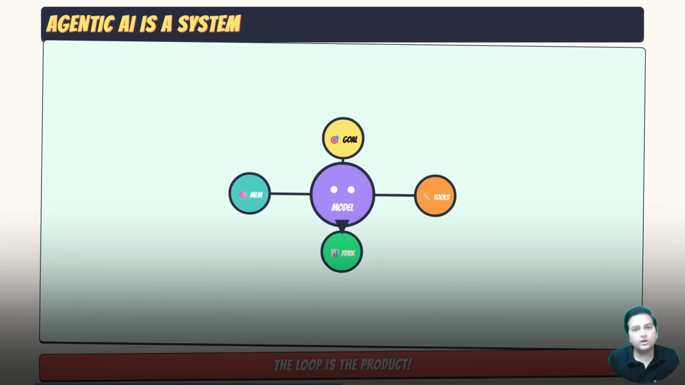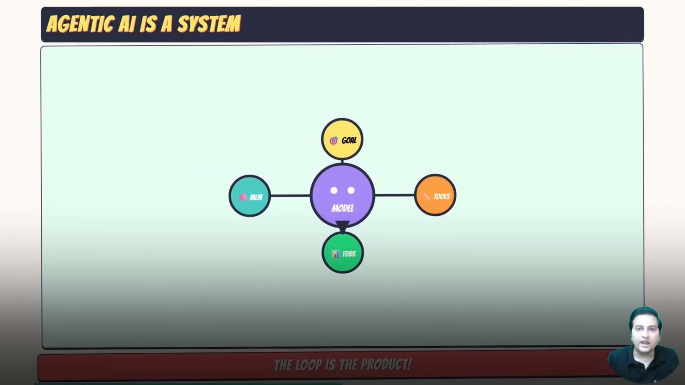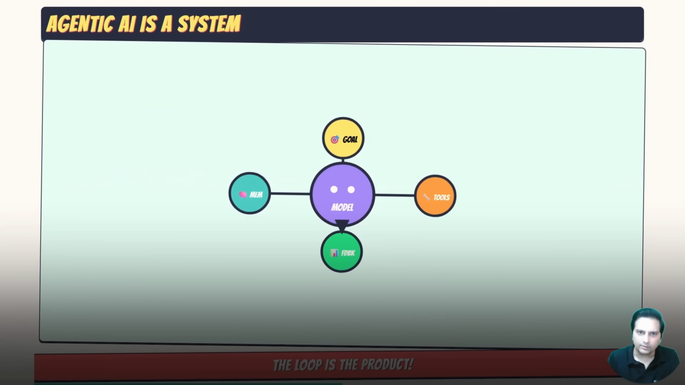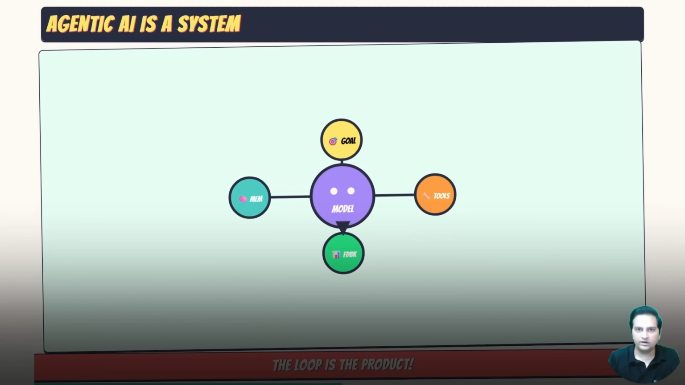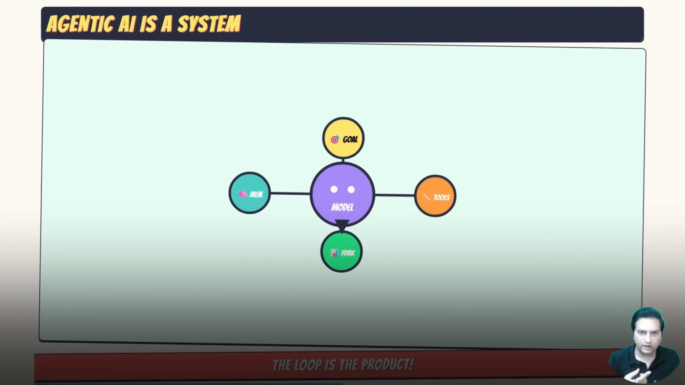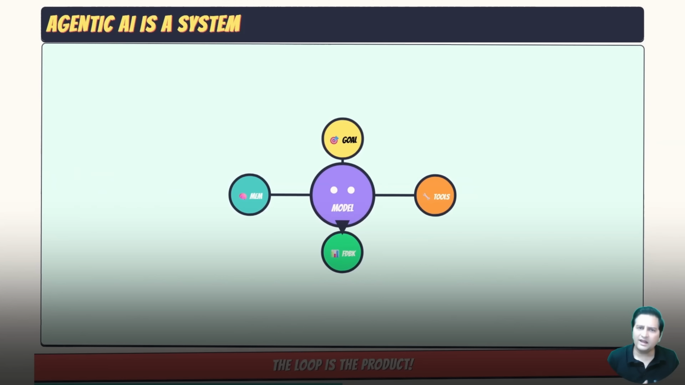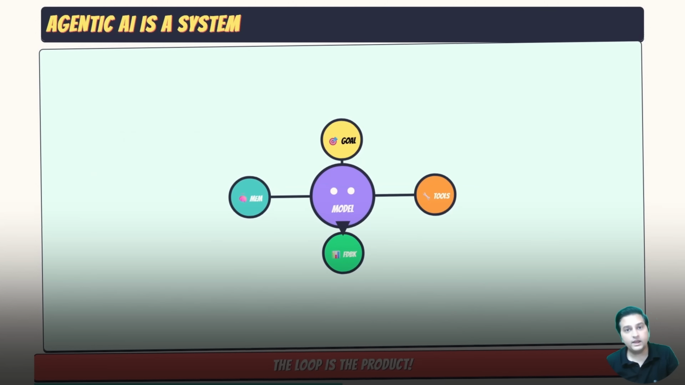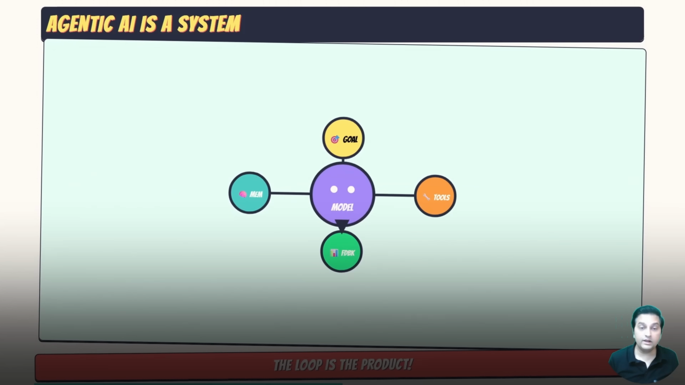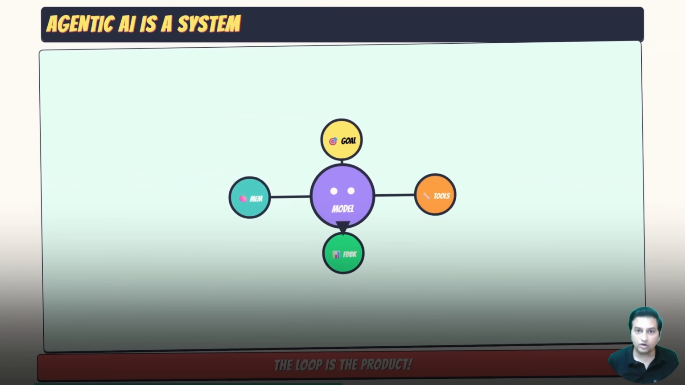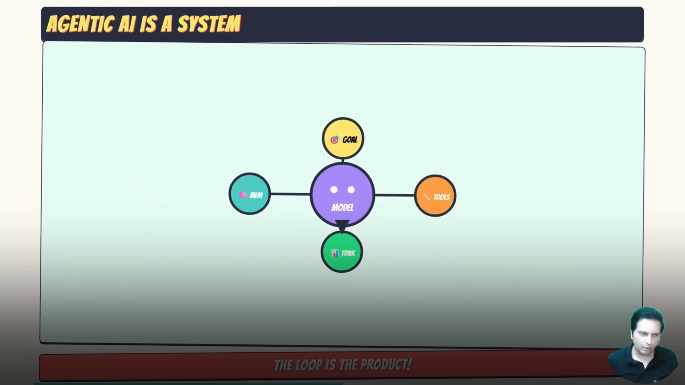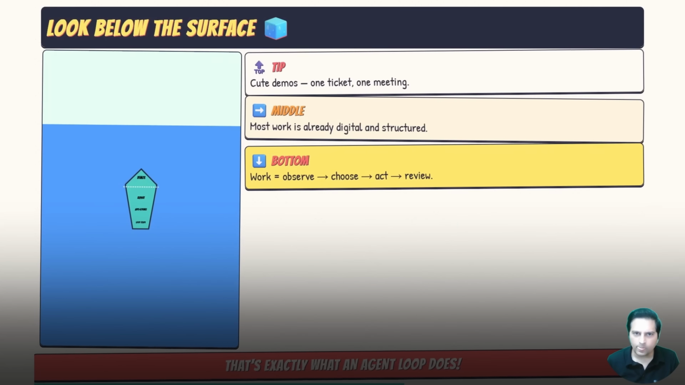Which brings us to the real definition. Agentic AI isn't a single invention. It's a system. The model sits at the center, and around it, you wire goals, memory, tools, action, and error correction. The loop is the product. The useful behavior doesn't come from the model being clever. It comes from structure holding it accountable to an objective, turn after turn.